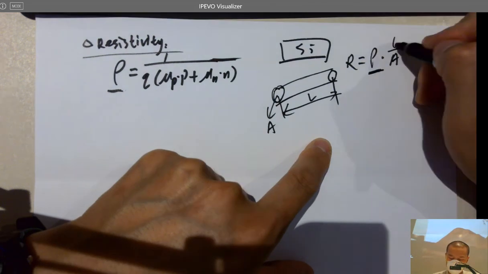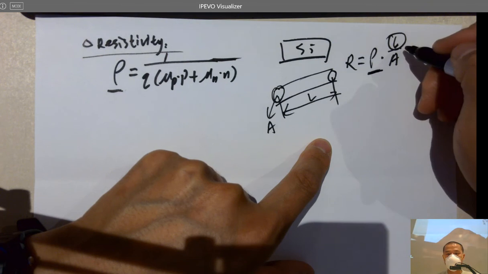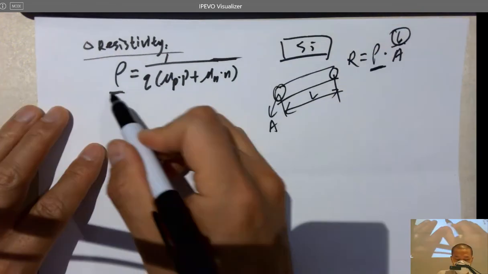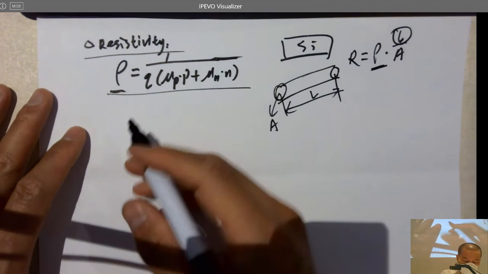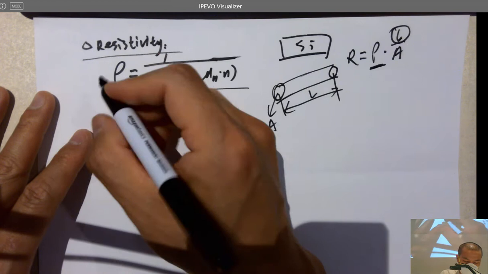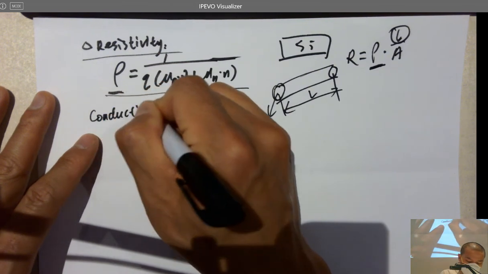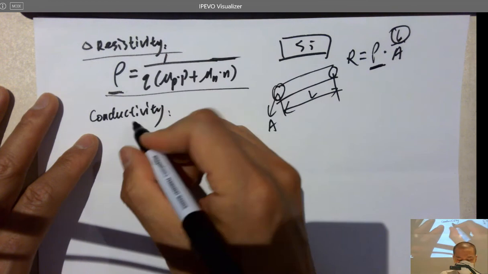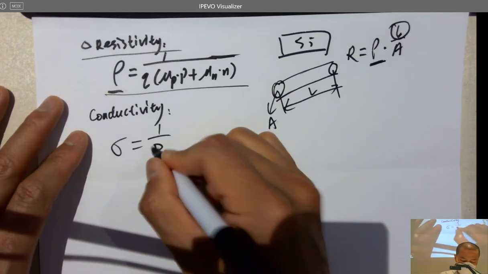Because the L is on the top, a longer L, a larger L, will give you a larger resistance. So here's an equation to calculate the resistivity for this material. And another parameter is called conductivity. It's just the reciprocal of the resistivity, 1 over rho.